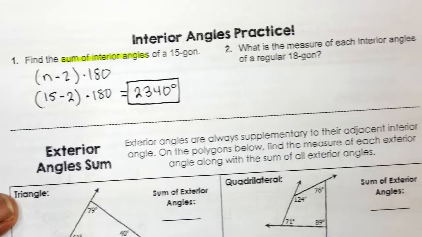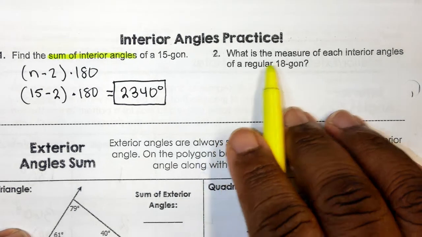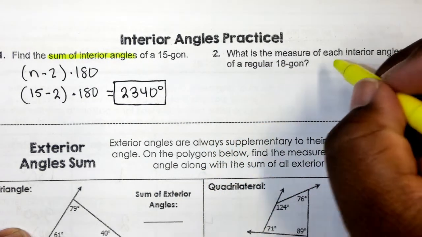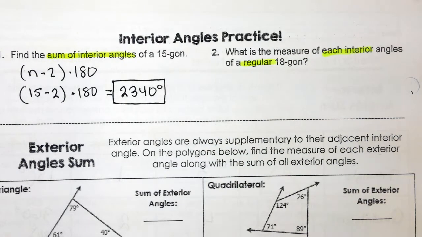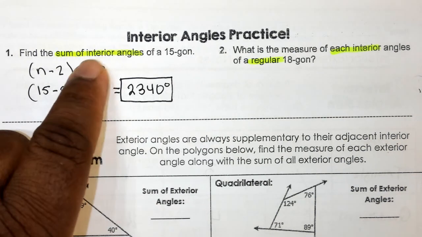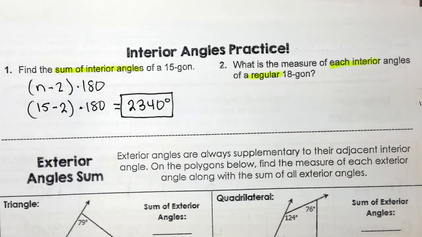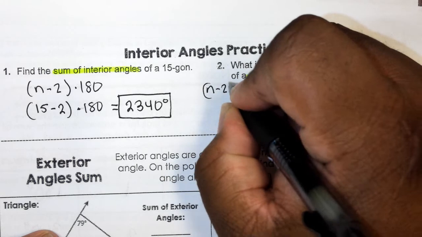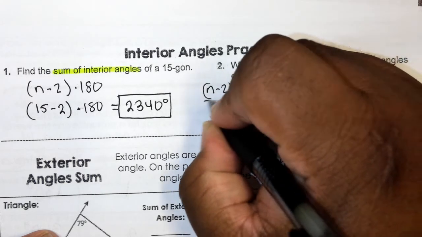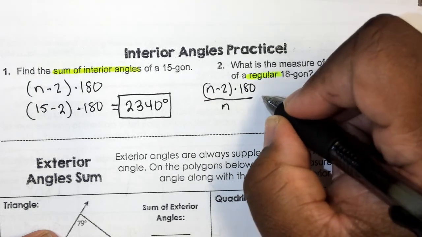Number 2. The question is a little bit different. You need to make sure you answer correctly. It says, what is the measure of each interior angle of a regular 18-gon? So on this one, they want to know what each interior angle of a regular polygon is. The first one was asking us for the sum of the interior angles. This one wants to know what each interior angle of a regular 18-gon is. This is the one where you use n minus 2 times 180 divided by n. You need to find out each interior angle.